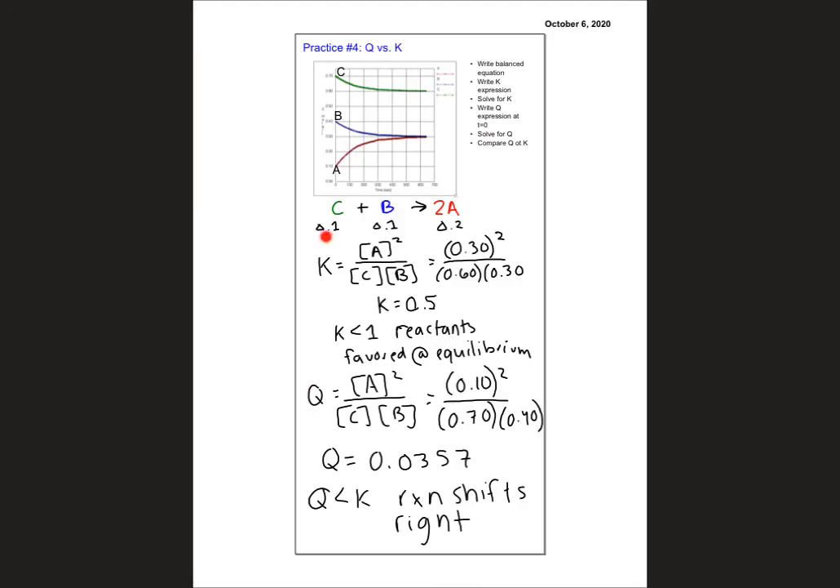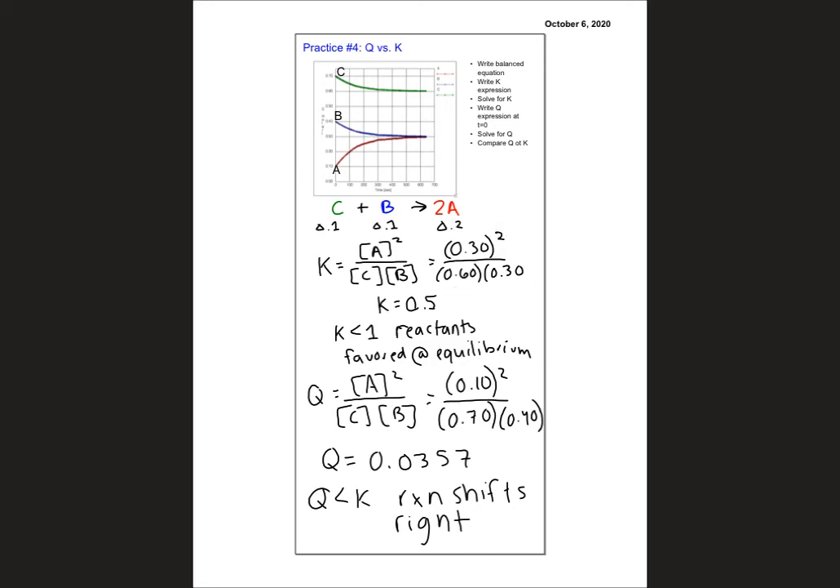All right, so this is a triangle, so this is telling me the change. This changed 0.1 from 0.7 to 0.6. This guy changed 0.1, this guy changed 0.2. So there's my balanced equation. C plus B makes 2A. My K expression is products, A squared divided by the reactants. I plug in the values for this flat line. So I plug in, solve for K.